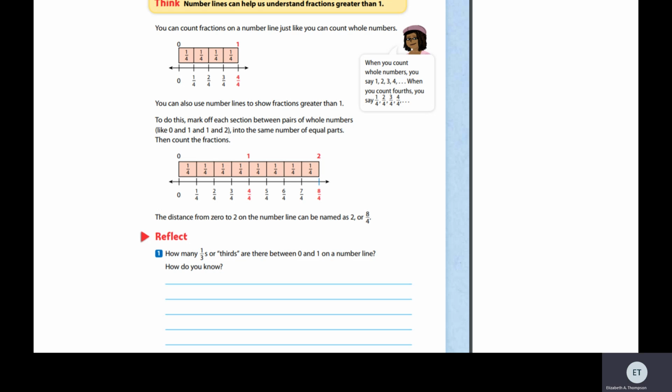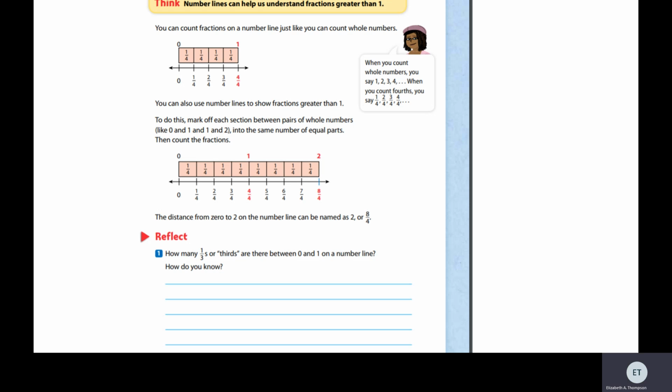You can also use number lines to show fractions greater than 1. To do this, mark off each section between pairs of whole numbers, like 0 and 1, 1 and 2, into the same number of equal parts, then show fractions. If you look at the top of that number line, you'll see the numbers 0, 1, and 2. So that number line has 2 whole parts.